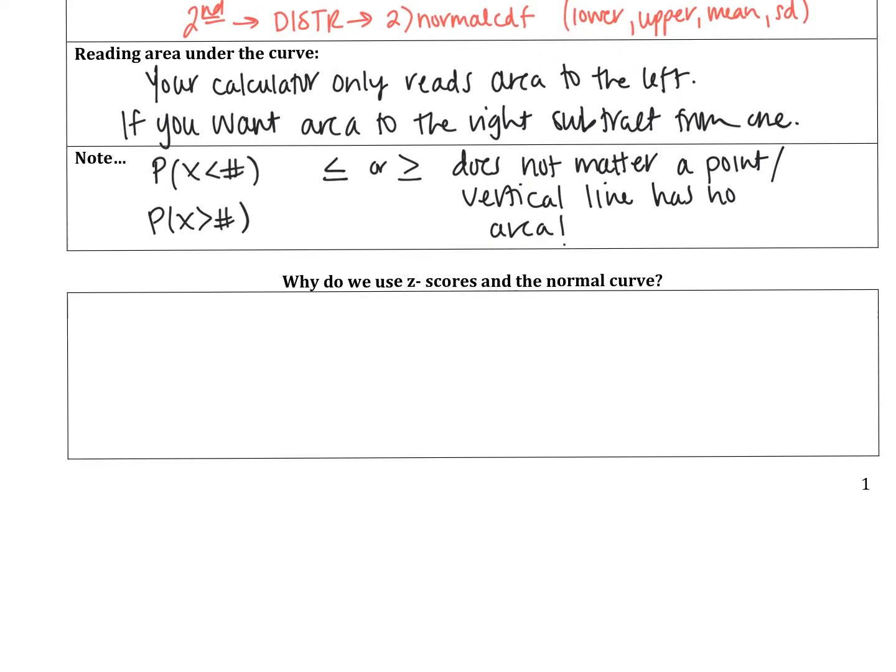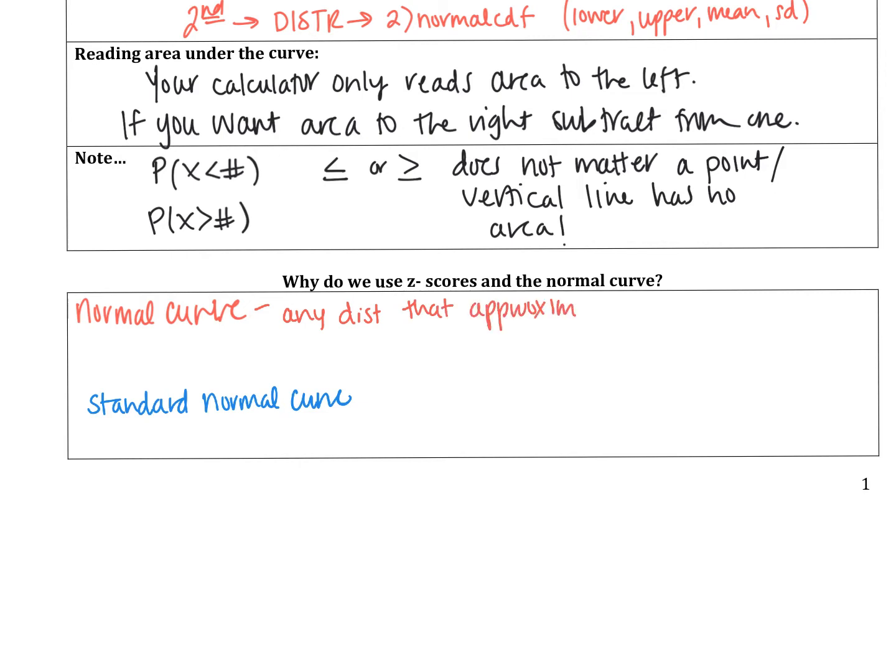Why do we use z-scores and the normal curve? Okay, well, there's a little difference here. So we're going to write down the difference. There is a difference between a normal curve and a standard normal curve. A normal curve is any distribution that is approximately bell-shaped.